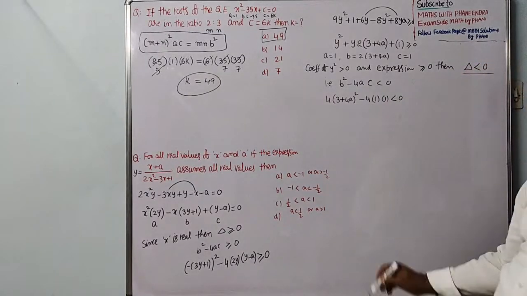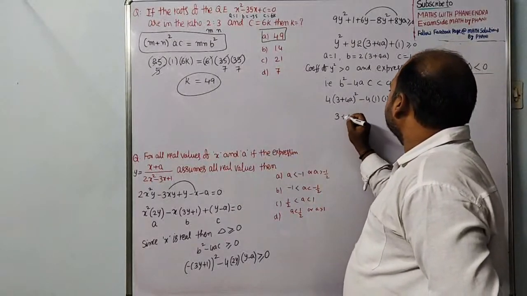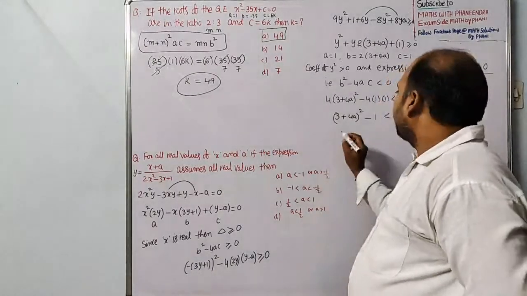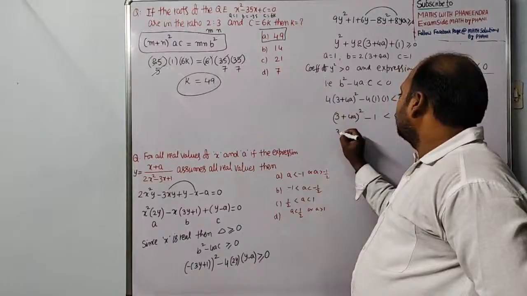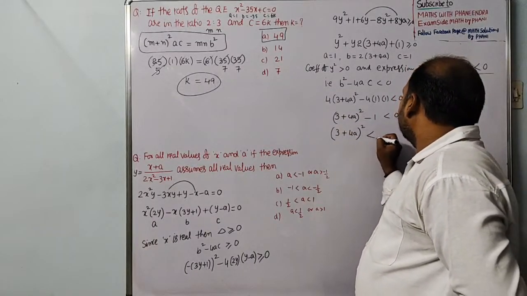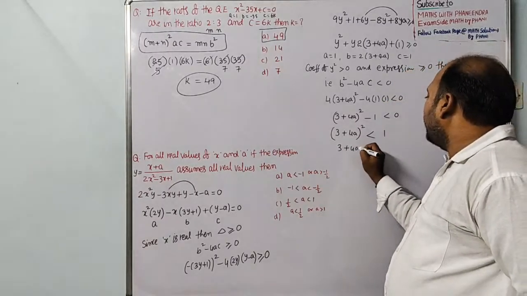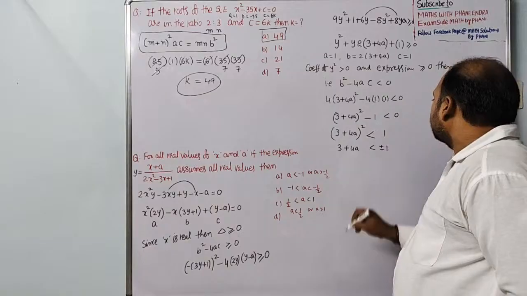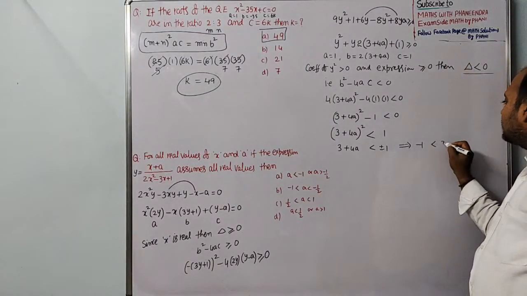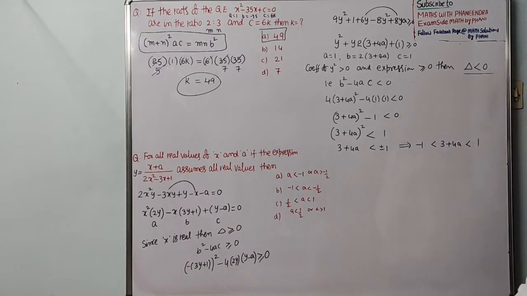Are you all with me, dear students? 4 take common and bring to the side. (3 plus 4a) whole square minus 1 is less than 0. Next, (3 plus 4a) whole square is less than 1. So 3 plus 4a is less than plus or minus 1. That implies that minus 1 is less than 3 plus 4a is less than plus 1.